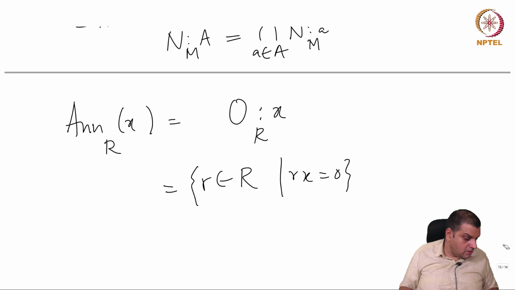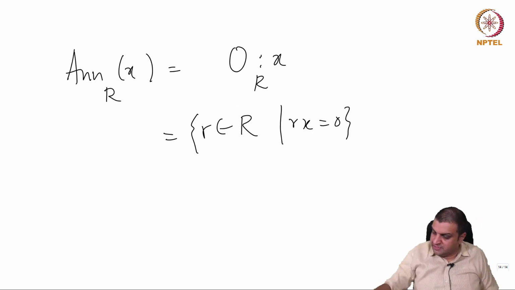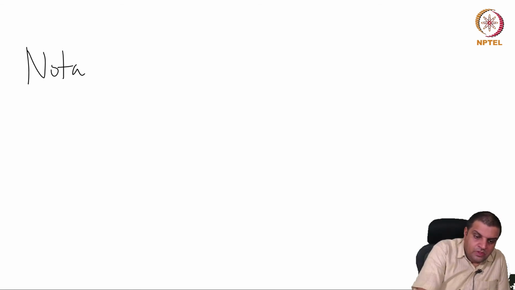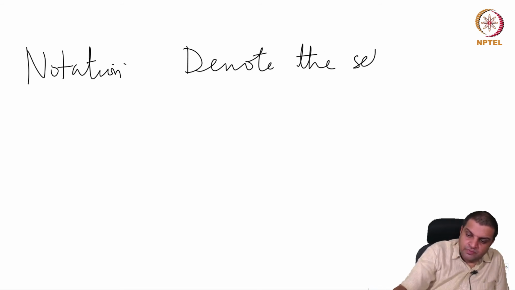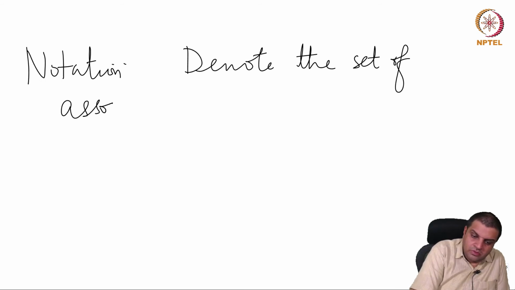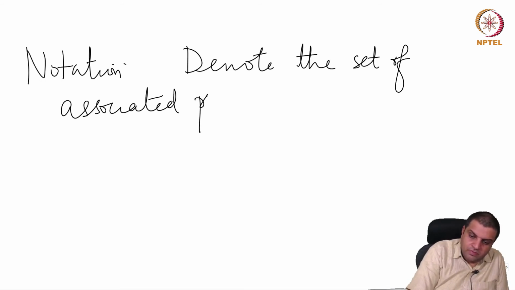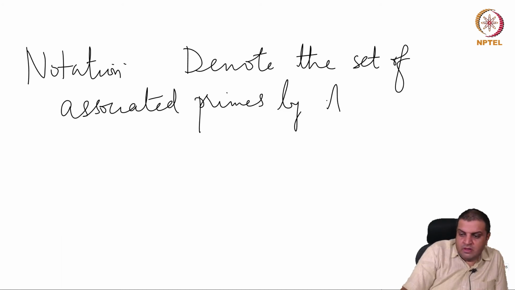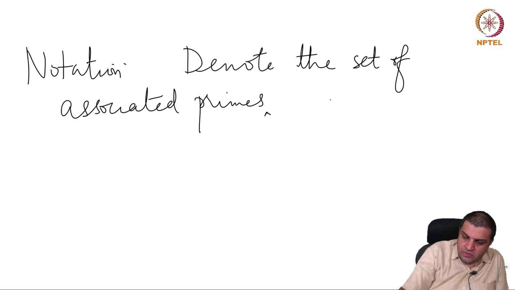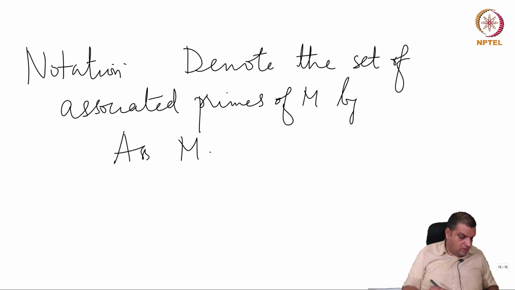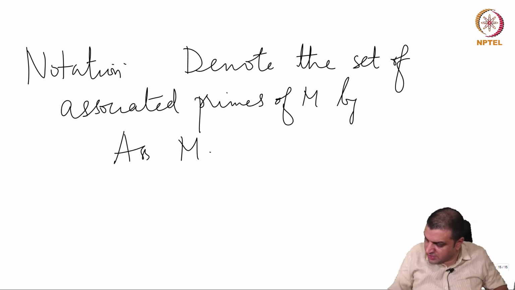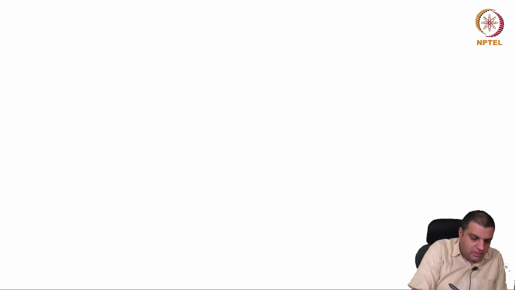One more piece of notation. We denote the set of associated primes of M by Ass M. One observation about associated primes, or in general about annihilators, remark.